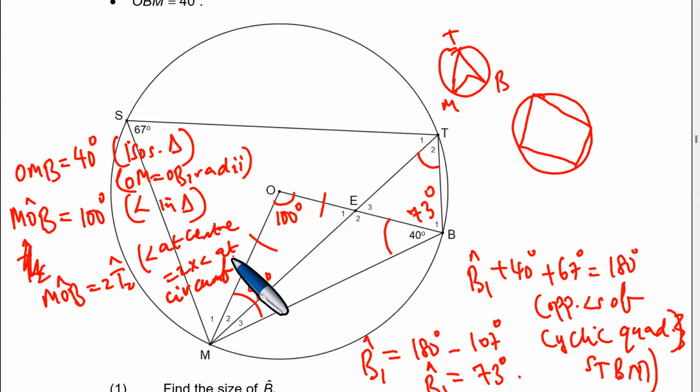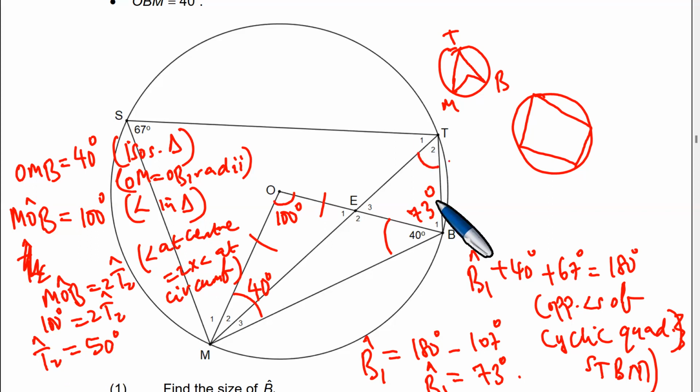Right. Once we say angle at center is 2 times angle at circumference, what is MOB? It is 100 degrees. It's twice T2. We divide by 2, which means T2 is 50 degrees. So obviously angle T2 is 50 degrees. Right, so that is clear enough. We have that this one is actually 50 degrees. Okay, if angle T2 is 50 degrees, what do we do?